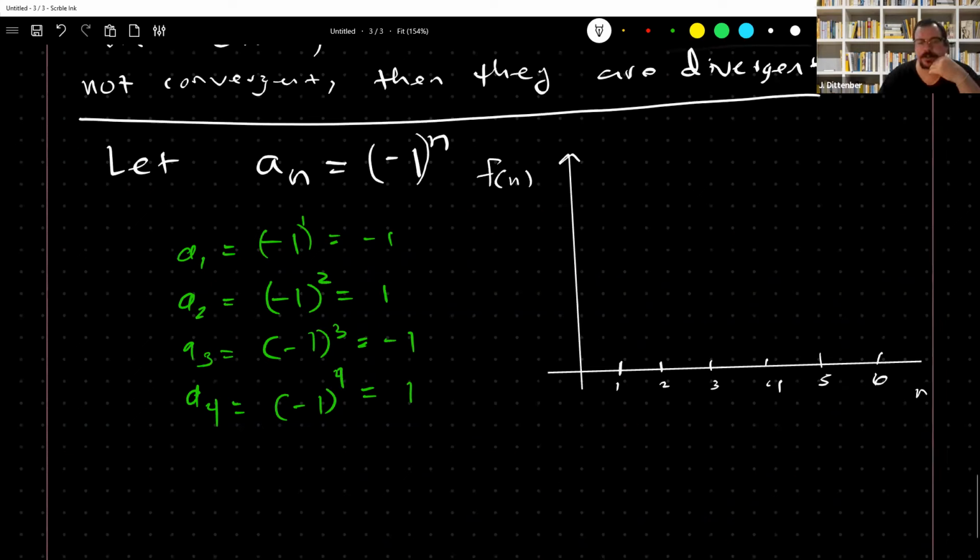Okay, one moment, I got the wrong one. This one. Okay, here we are. So here's what happens. If n is 1, then we get negative 1. Then down here, we're going to get negative 1. And then over here, let me just put positive 1 here. So we got this, and then this, and then this, and then this, and then this.